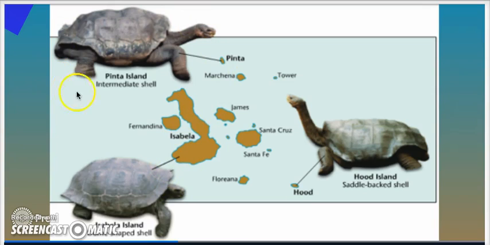Then there was a third type, the intermediate shell. This tortoise was able to reach up a little bit, but also be able to comfortably eat close to the ground. Each of these shells developed or evolved over time to fit the needs of those particular tortoises. Again, this intrigued Darwin to no end, and he wrote everything down.